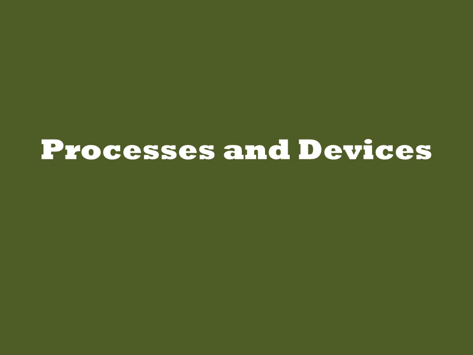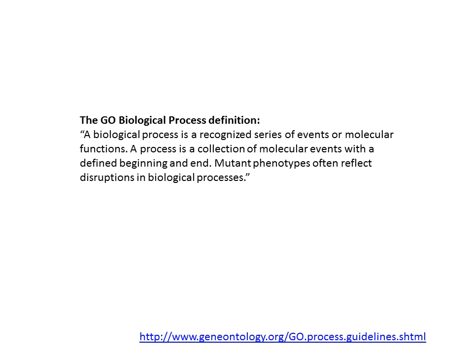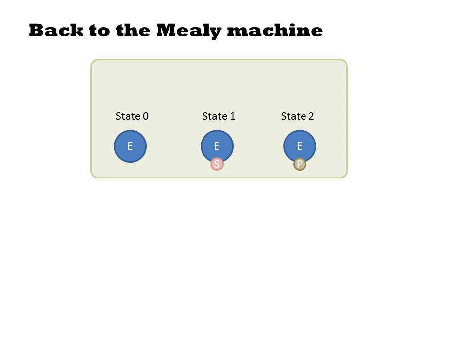A biological process is another one of these hard to define precisely terms. Examples include biosynthetic pathways, translation, transcription, replication, and secretion. The gene ontology folks define it as a recognized series of events or molecular functions, with a defined beginning and end. Let's examine this concept as it applies to a biosynthetic pathway through our state machine representation.